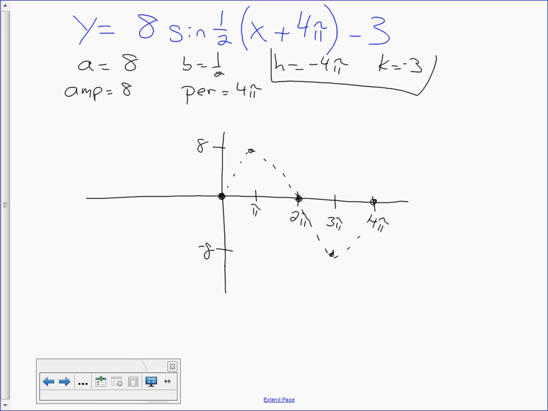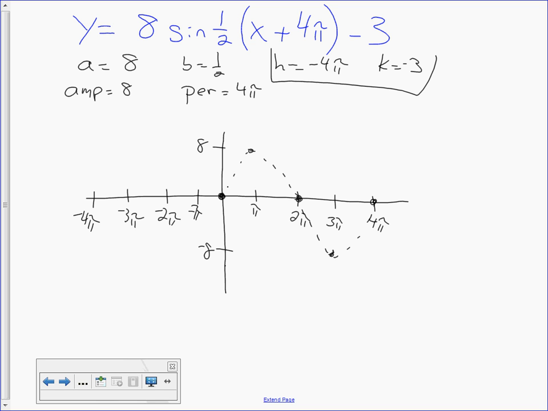Now, each one of these points goes left 4 pi and down 3. So instead of being at 0, I'm going to be at -4 pi. Instead of being at pi, I'm at -3 pi, -2 pi, and -1, or just -pi. It's very nice when it's clean like this. Okay? It's not always this clean, just so you know.